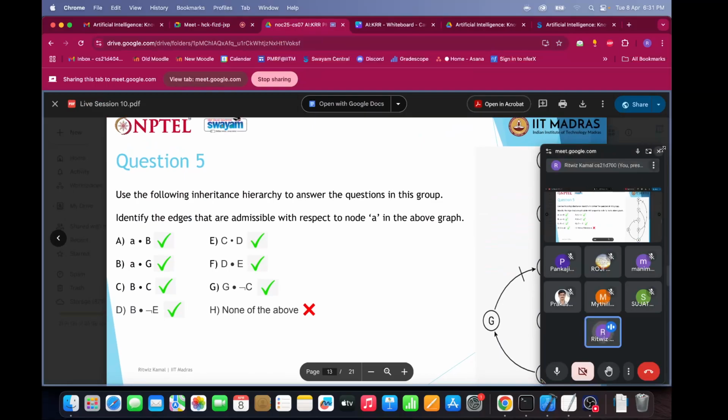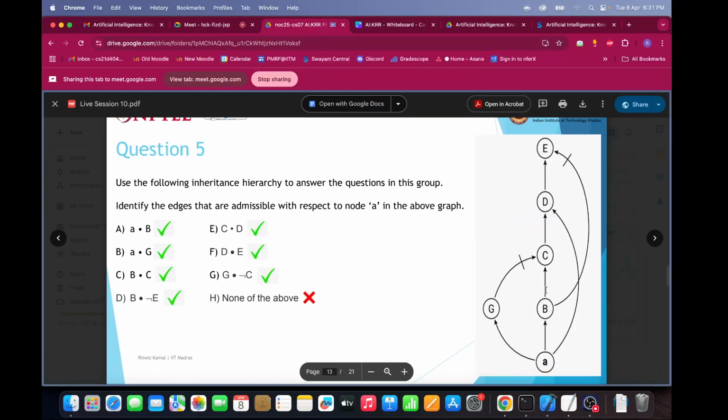If you have a look at some of them or all of them in fact, so A to B, it's a simple edge, it's a positive edge, all the conditions are satisfied, it is an admissible edge. A to G, again a simple edge, it is also admissible. B to C, again a simple edge, again admissible. B to not E, again a simple edge, one hop edge, and it is a negative edge but it's still admissible.